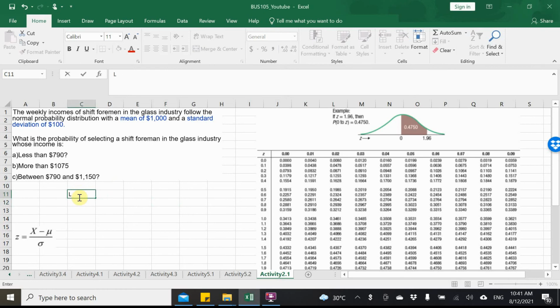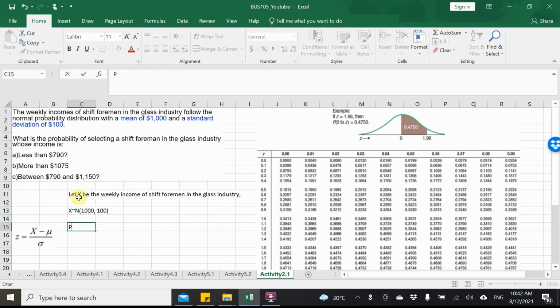So, in the question, we know the distribution of random variable X. So what is X? X is the weekly income of shift foremen in the glass industry. Then it's given that X follows the normal distribution. The population mean is $1,000. Standard deviation is $100. So this is what the question has given us.